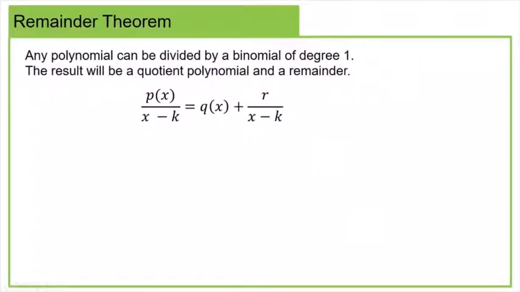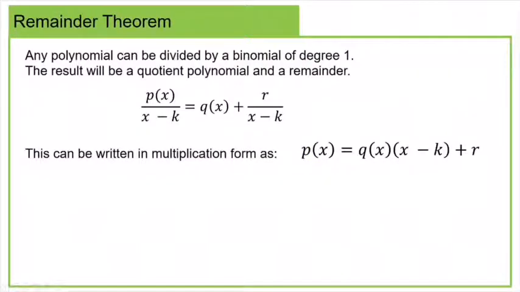We're almost there. Now, just like we did in example 1, any polynomial can be divided by a binomial of degree 1, and the result will always be a quotient polynomial and a remainder. In other words, you can take any polynomial, divide by x minus something, and you'll always get a quotient polynomial and a remainder that you can put over that divisor. In multiplication form, we can write it this way. The polynomial we started with should be equal to the quotient times the divisor plus the remainder. That's exactly what we saw in the last slide.